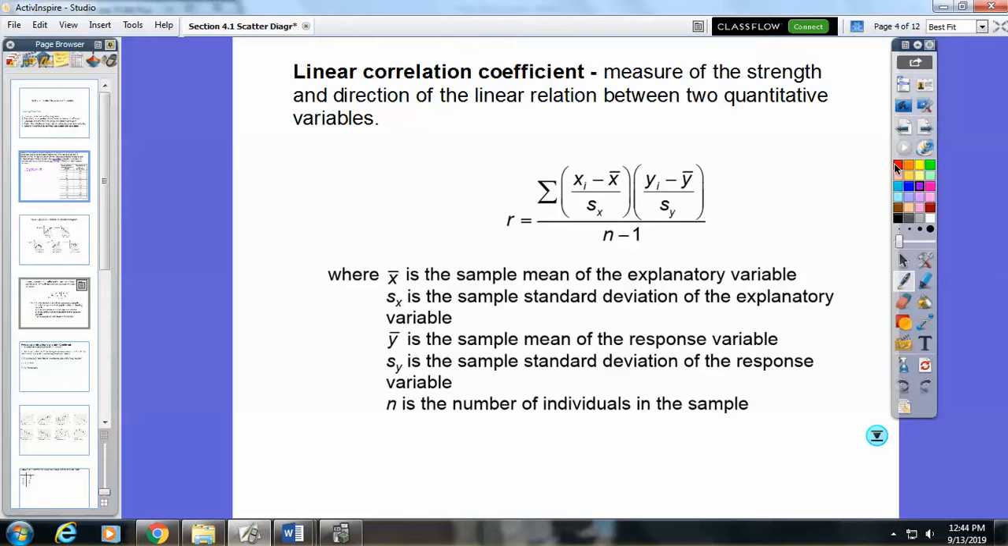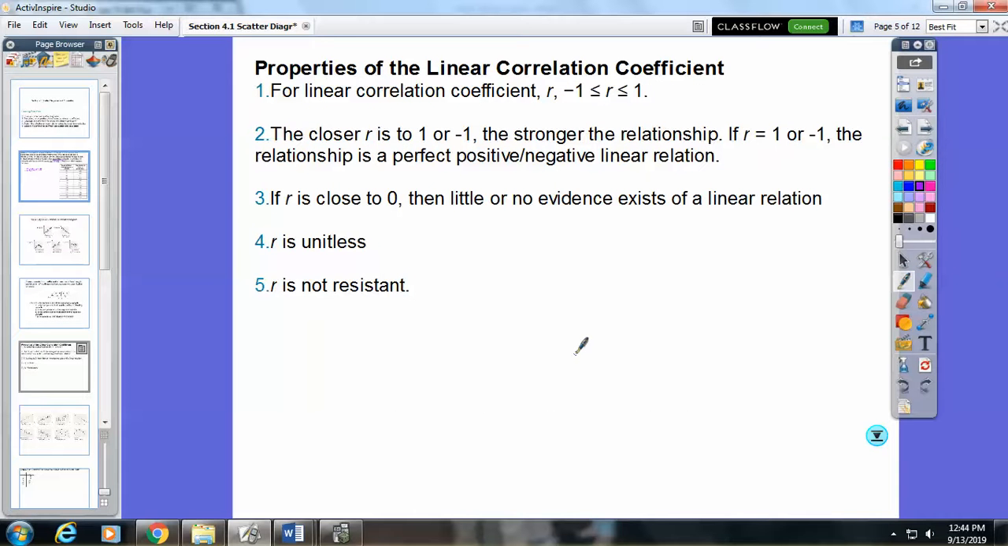Now on the one we just worked out, we would get a positive value because it was a positive relationship. If it is a perfect linear relationship, you will get a 1 or a negative 1, whether it's positive or negative. You will always get values that range between those. The closer you are to 1 or negative 1, the stronger the relationship is. So this allows us to compare how good the linear relationship is in our problems.